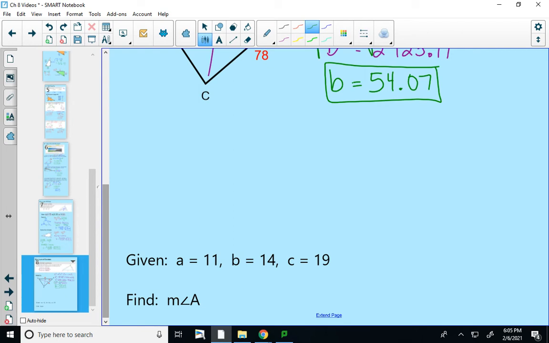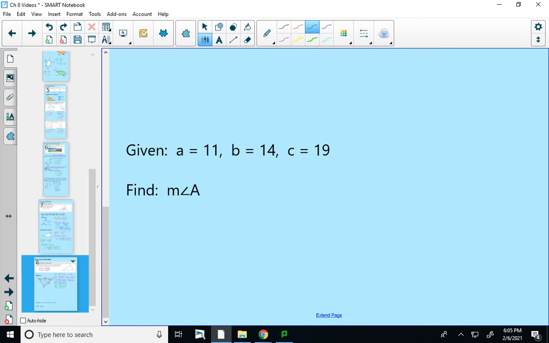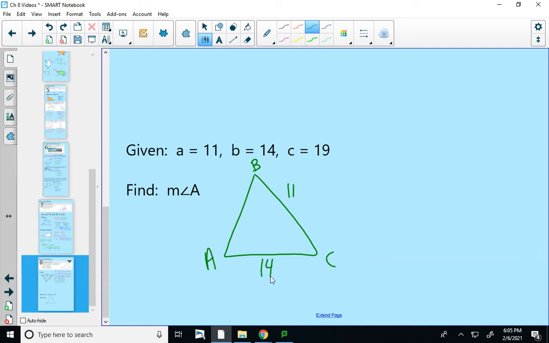So in this one, we're given that a equals 11, b equals 14, c equals 19, and we want to find the measure of angle A. If you want to draw out your triangle, go for it. We don't necessarily have to. a, b, c. So a would be across from angle A, b would be across from angle B, c would be across from angle C, and we want to find that angle.